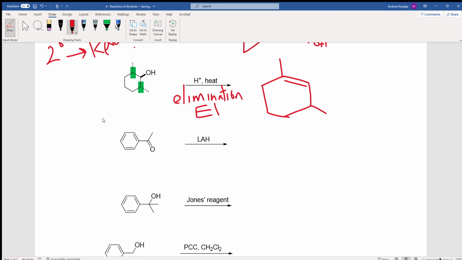Our next example is a ketone being reacted with LAH. LAH is a strong reductant. As we will learn later on in the course, it will reduce any carbonyl that it comes in contact with. And in almost every case, that reduction will happen all the way down to the alcohol.